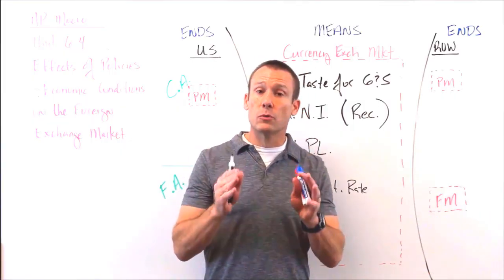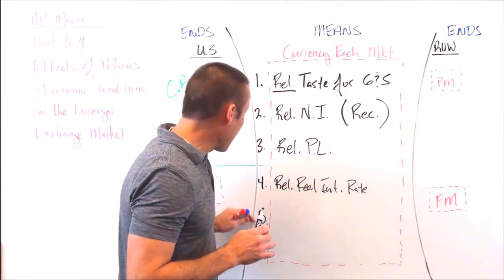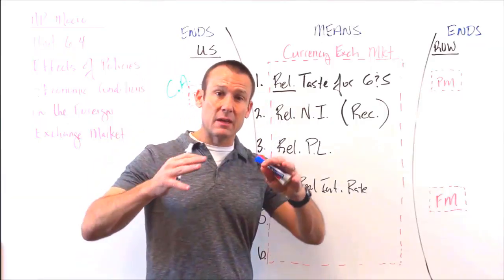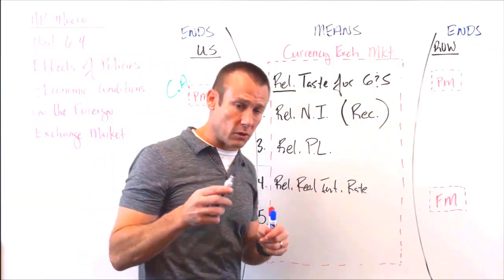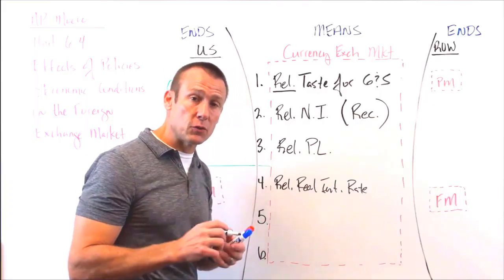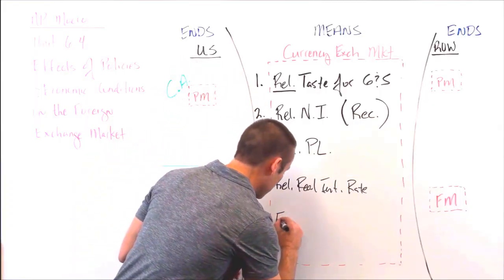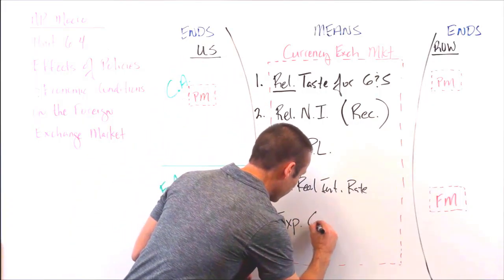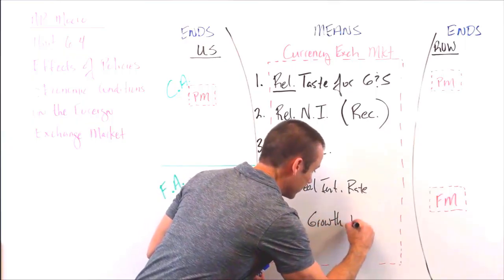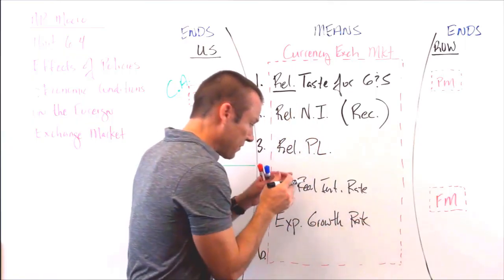The next one, a super important one, okay? I like to say 5 and number 1 are, to me, the most important ones in the real world. And here it comes. Expected future growth rate, okay? So expected future growth rate. So expected growth rate.